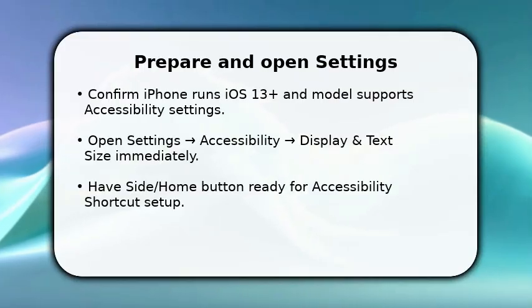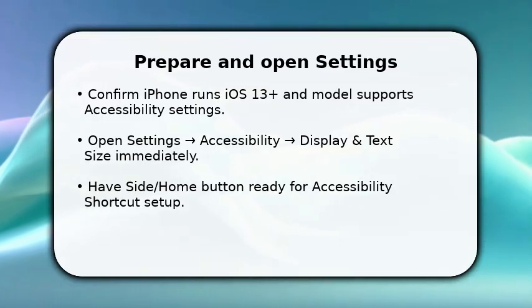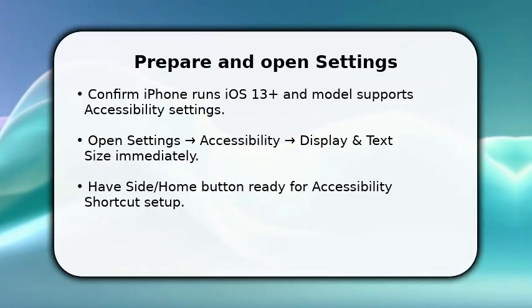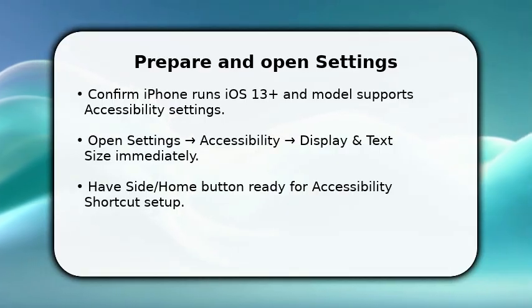You start by checking your iPhone and jumping straight into Settings. Open Settings, then Accessibility, then Display and Text Size. Don't pause. Once there, you'll see options like bold text and reduce transparency, but head straight to the Invert controls.